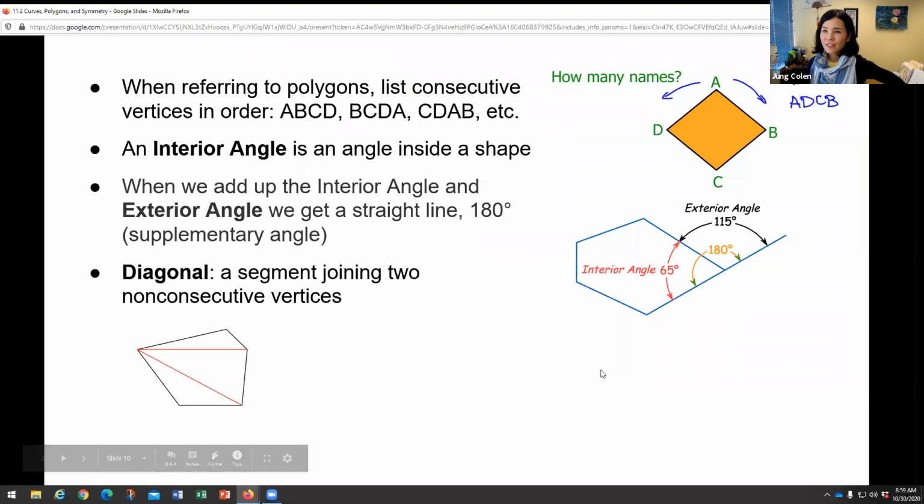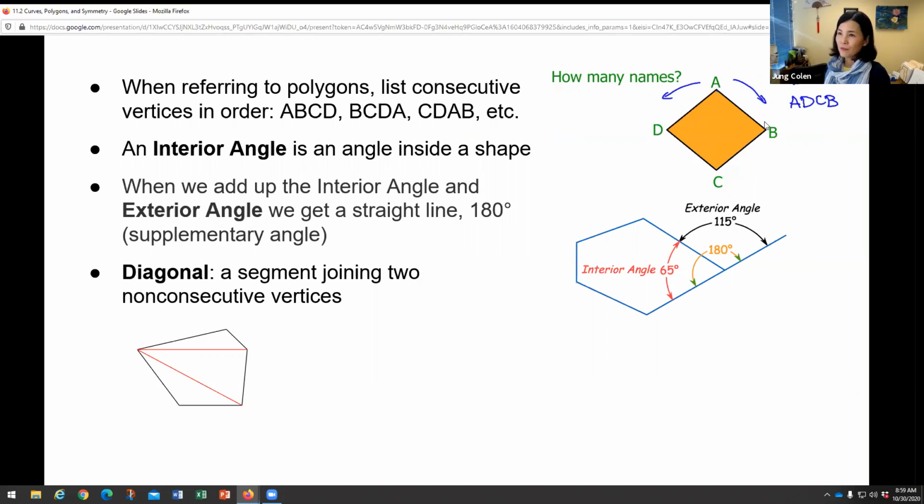Okay, when referring to a polygon, we need to list the name. So instead of saying, oh, there's an orange quadrilateral, we can say, oh, that's quadrilateral ABCD, or quadrilateral ABCD. I haven't mentioned that before. You need to go in consecutive order.